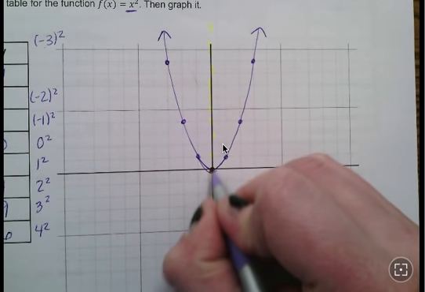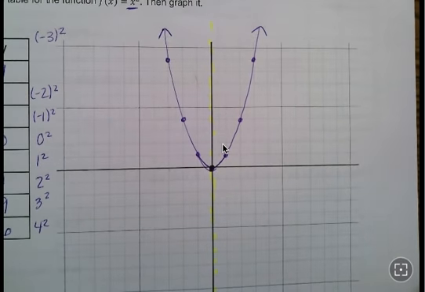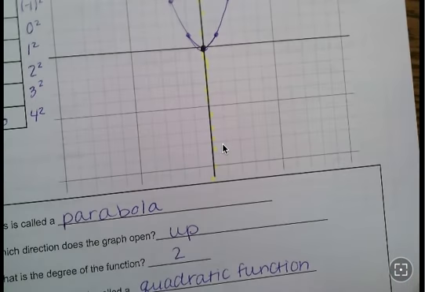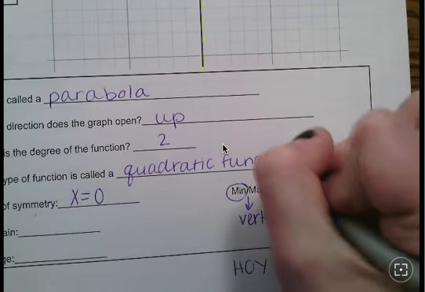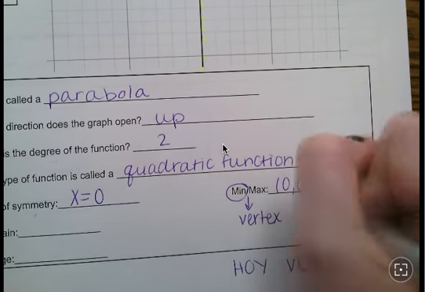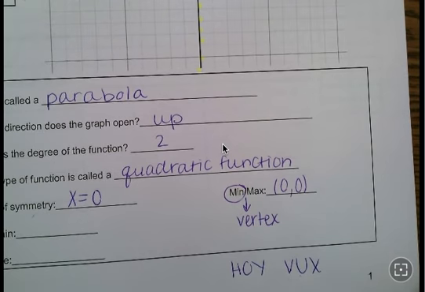The smallest value is right down here at 0, 0. So we do have a minimum because it's the smallest. And the minimum is the point 0, 0. So the minimum or maximum is just the highest or lowest point that you have, okay?